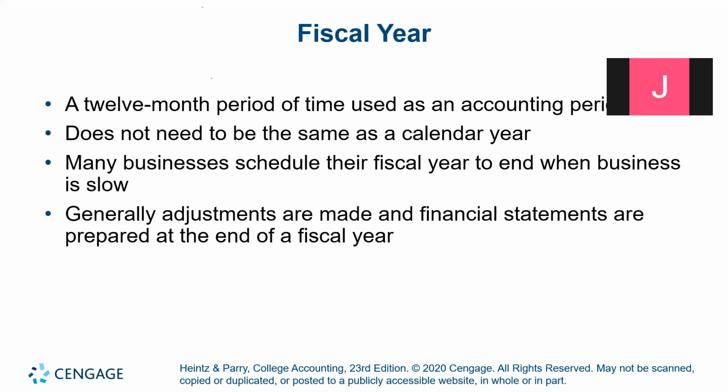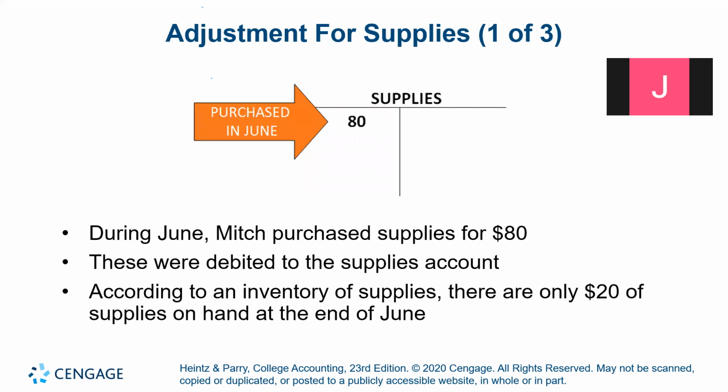Adjustments are made and the financial statements are then prepared. So let's go through our adjusting journal entries. And these are a little tricky, Jonathan, until you do a few of them. We bought supplies. Remember, we bought those supplies for $80.